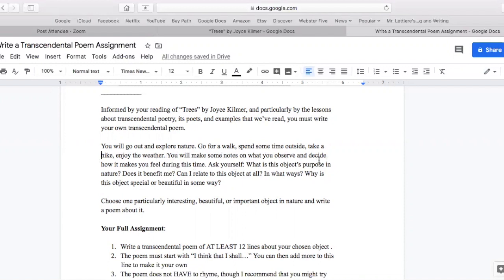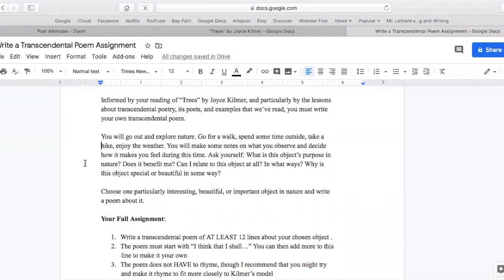Take some notes on what you observe and decide how it could make you feel during this time. Ask yourself, what is this object in nature's purpose in nature? Does it benefit me? Can I relate to this object at all? In what ways? And why is this object special or beautiful in some way? For example, you might look outside and see a bee or a butterfly. How do bees and butterflies benefit the earth, nature? Do they benefit you? Is it significant to nature? How is it special? Write some notes down about it.